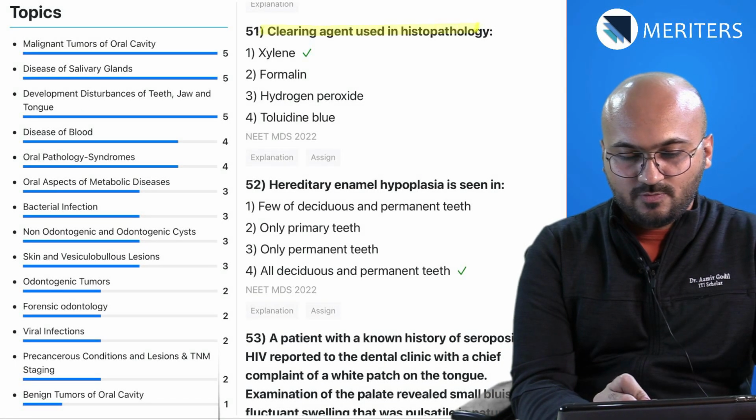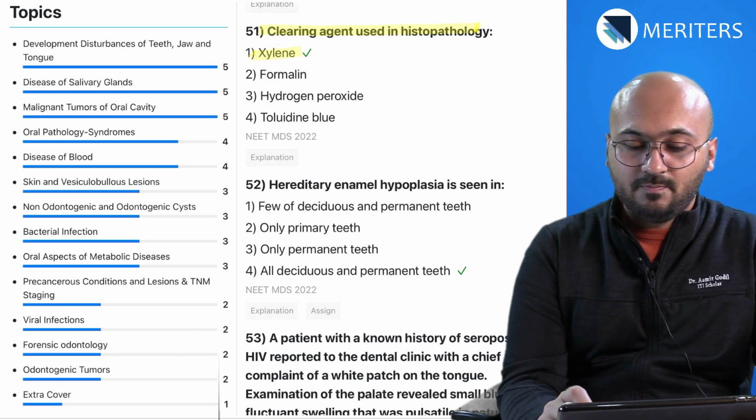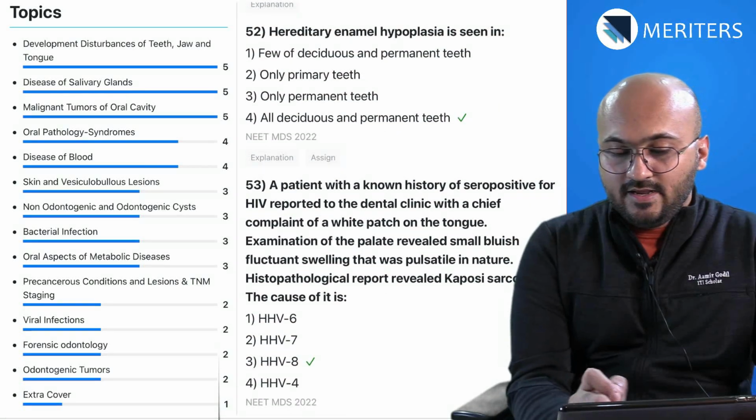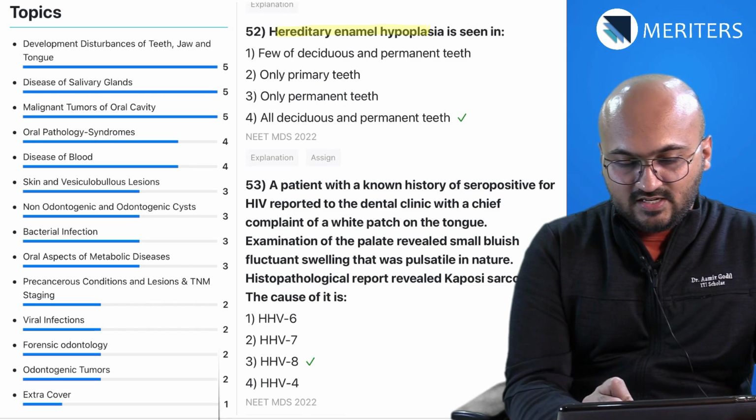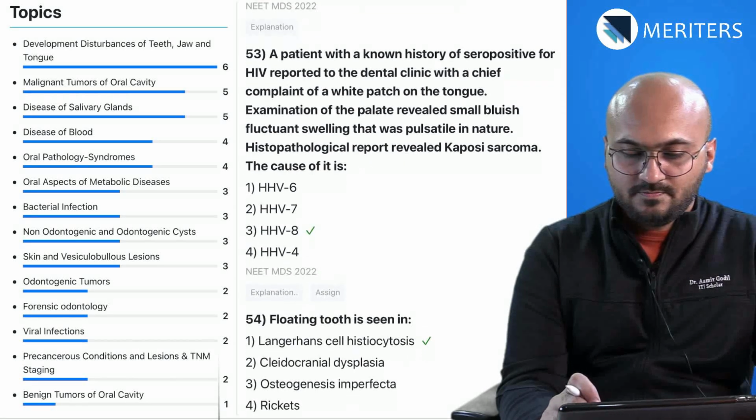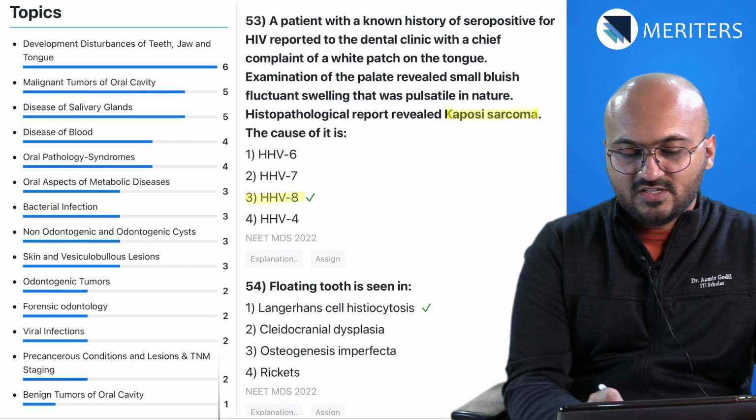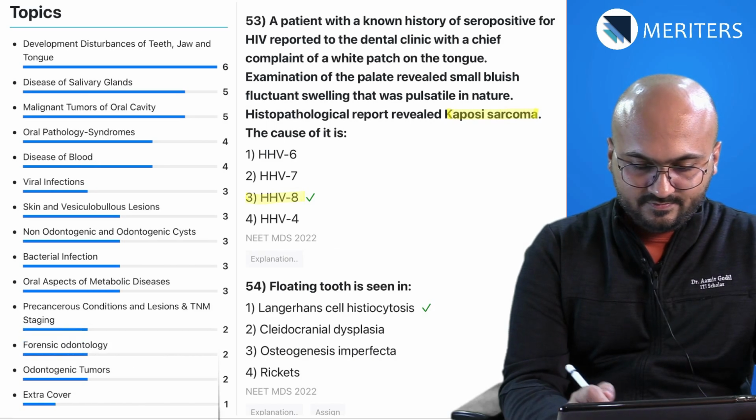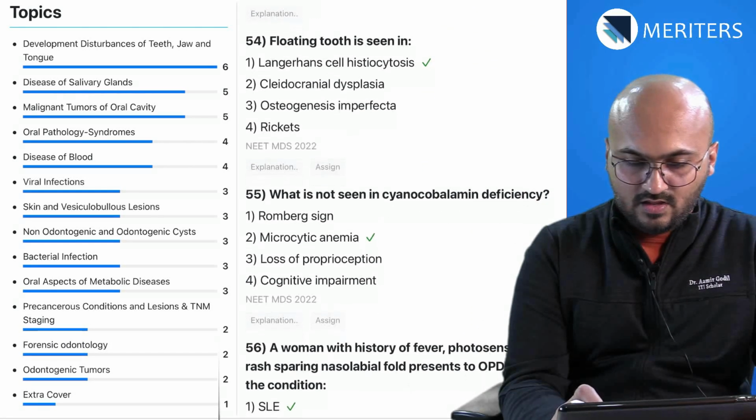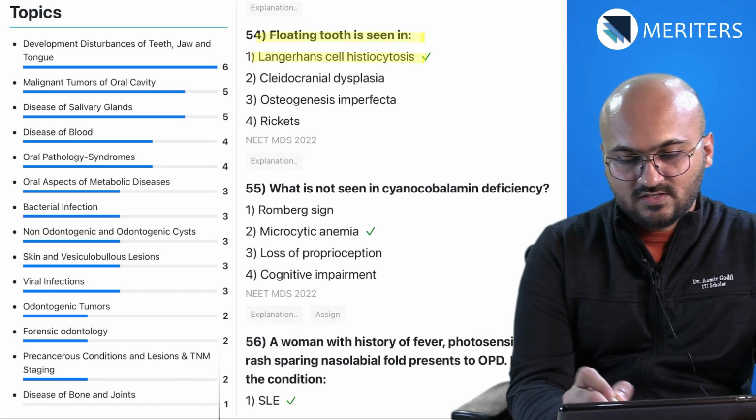Clearing agent used in histopath is xylene. We could have also classified this question in pathology. Hereditary enamel hypoplasia is seen in all deciduous and permanent teeth. The distribution of enamel hypoplasia. Then we have Kaposi's sarcoma, and the causative agent is herpes 8, viral infections. Floating tooth seen in Langerhans histiocytosis.